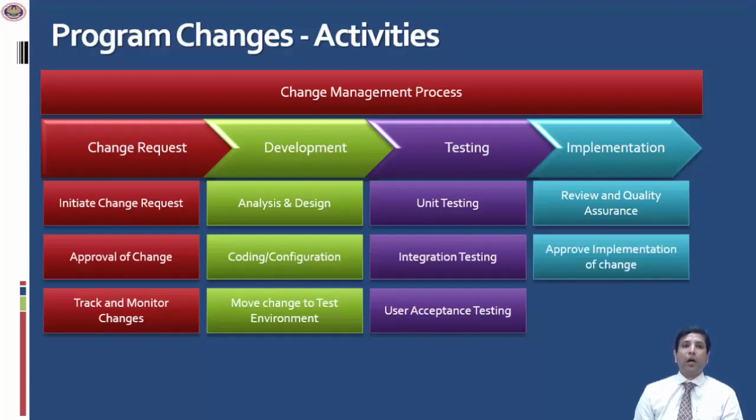The next stage would be to approve the implementation of change. Once all the review and quality assurance is performed, typically the IT manager or the head of IT or a manager in charge of implementation of changes will provide an approval for the change to be implemented in the production system. For this, it is required that only people who have access to production will be able to implement the same. And finally, after all the approvals are provided, the change is moved to the production environment from the test environment.